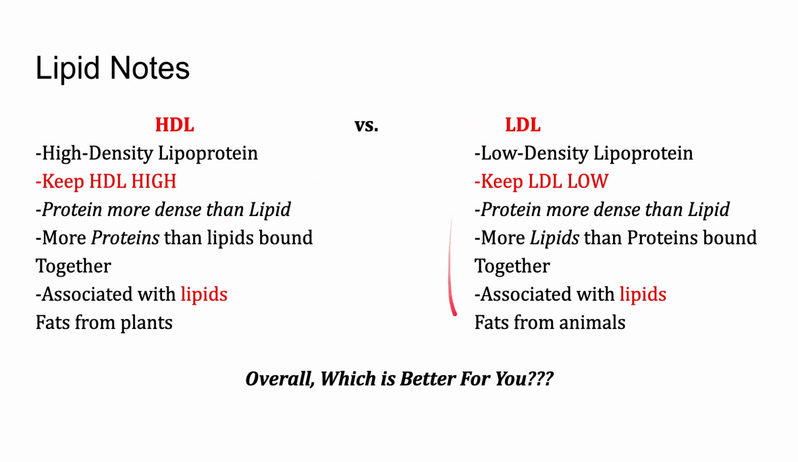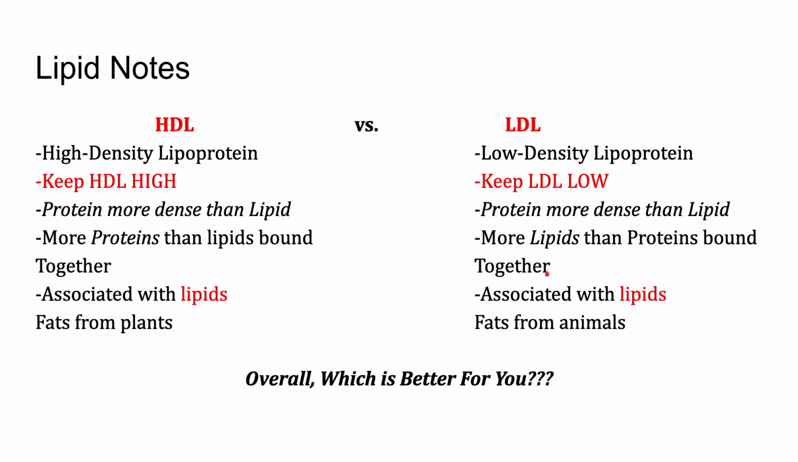And the other level they're going to go over with you is your low-density lipoproteins, which for the exact same reasons has the opposite effect. Because proteins are more dense than lipids, in this case, if you have a low-density lipoprotein, you have more lipids than proteins in that big lipoprotein molecule.